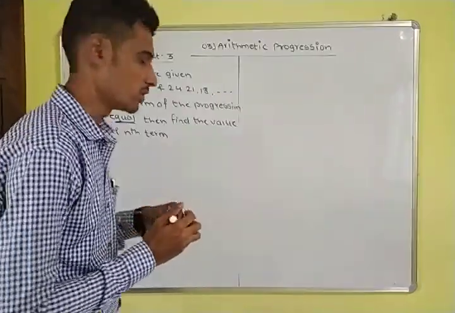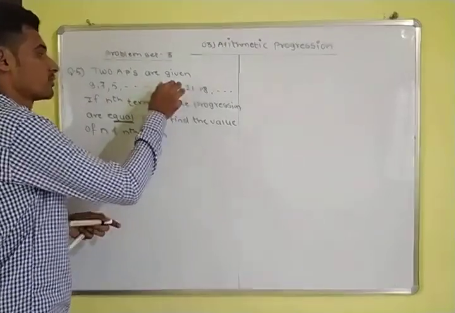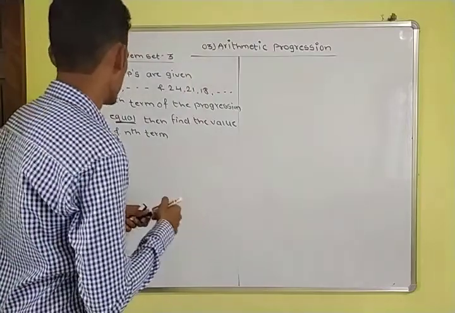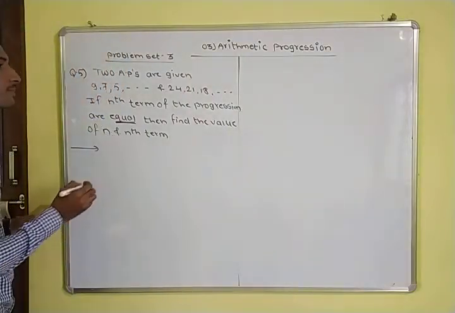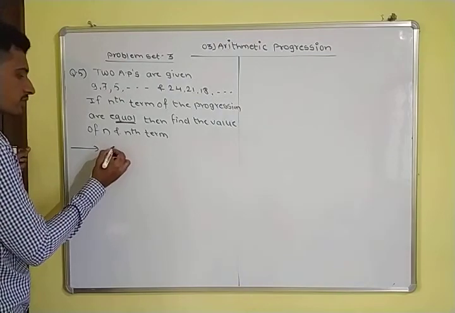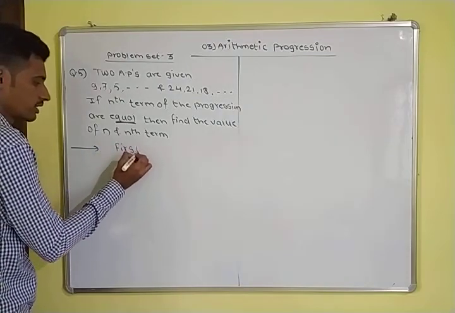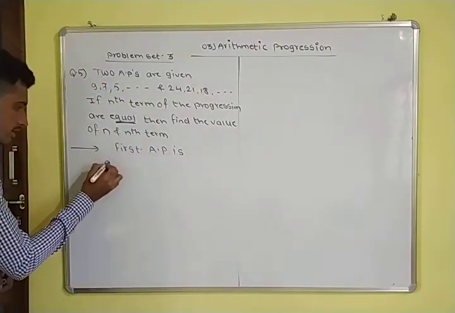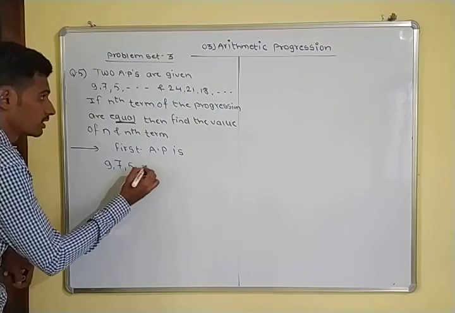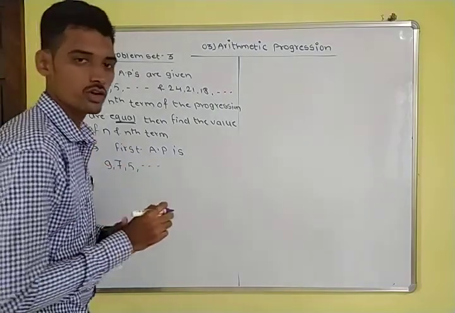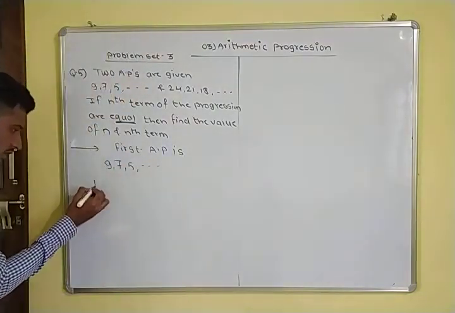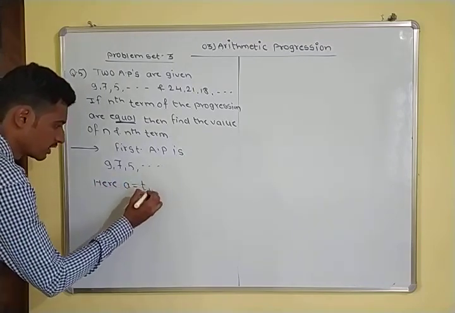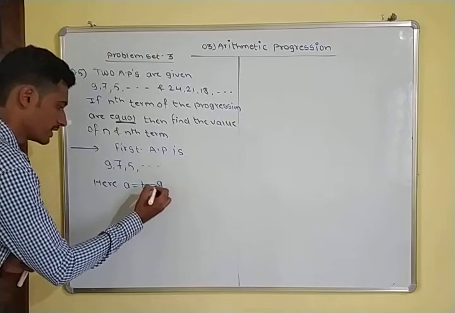So we have to find the value of n as well as the nth term of this arithmetic progression and this arithmetic progression. The first arithmetic progression is 9, 7, 5 and so on. Here a means the first term, a or t1, both are equal, that is equal to 9.